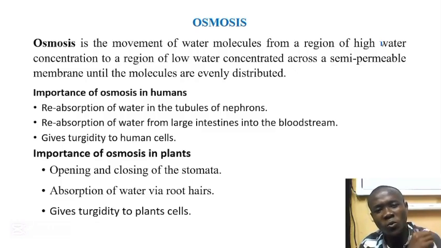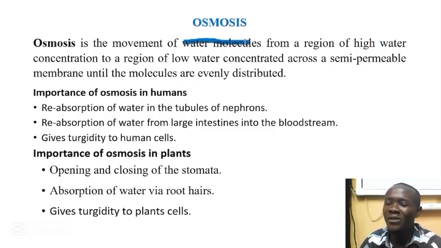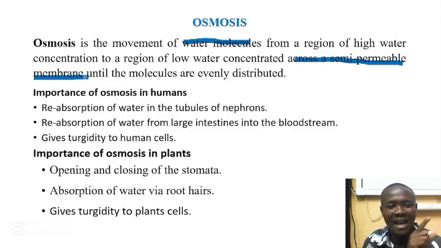Next we have osmosis. Osmosis, actually, I can say is a form of diffusion, because it is only talking about water molecules, while diffusion is talking about what? Liquid and gas. Also, they move just like we have in diffusion, from a region of higher concentration to a region of lower concentration. But in this case, there is a condition. It has to be what? Across a semi-permeable membrane. This has to be present in the definition of osmosis, until the molecules are evenly distributed, just like we have in diffusion.